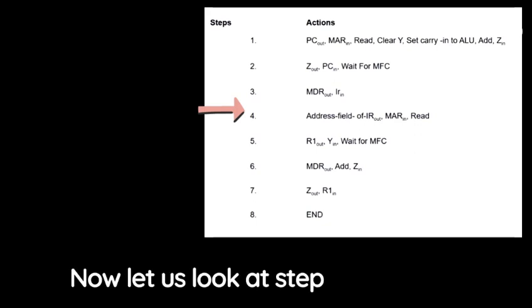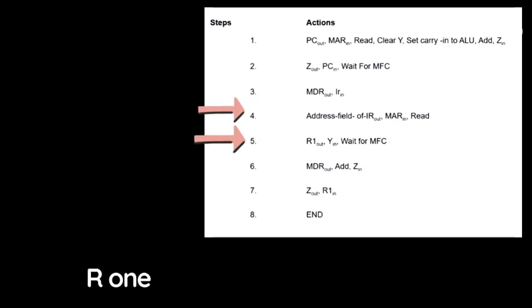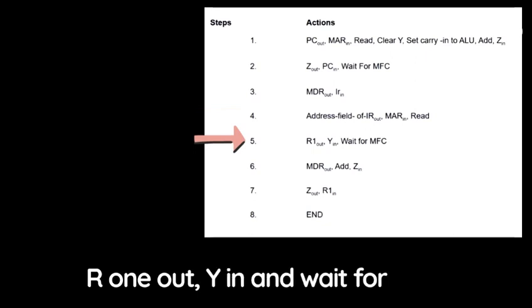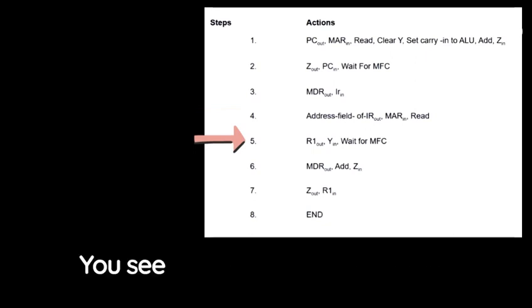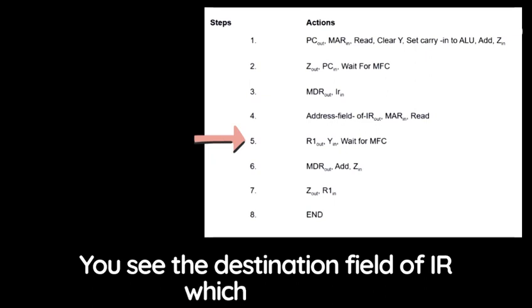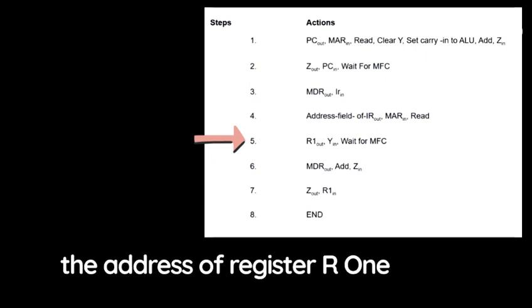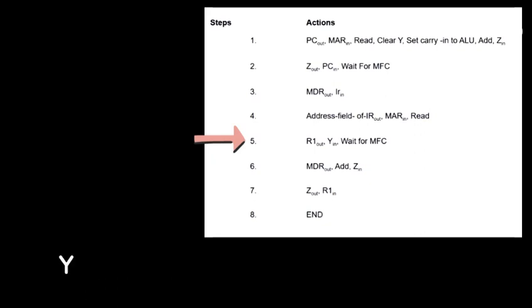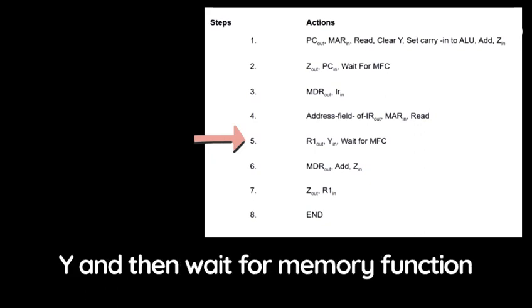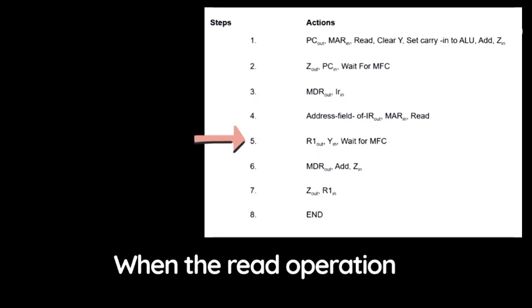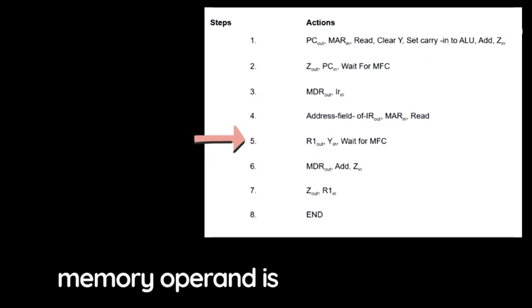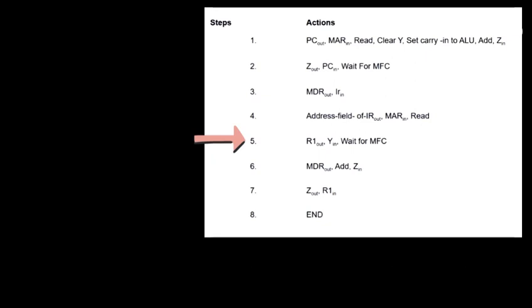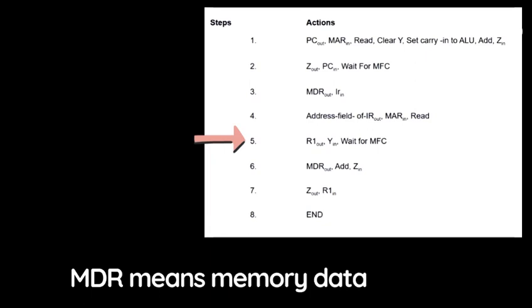Now let us look at step 5, which is R1 out, Y in, and wait for MFC. The destination field of IR, which contains the address of register R1, is used to transfer the contents of register R1 to register Y, and then wait for memory function complete. When the read operation is completed, the memory operand is available in MDR. MDR means memory data register.